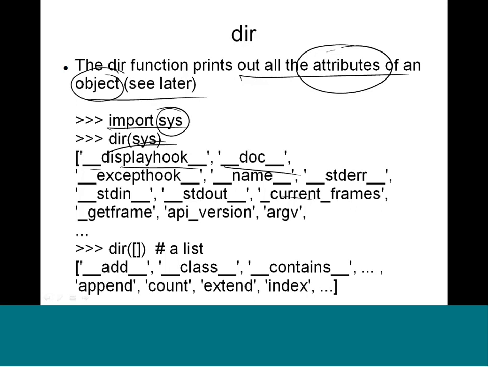And then if you specify dir with square brackets instead, that is a list. Here it displays the attributes for the list, which are __add__, __class__, __contains__, append, count, extend, index, etc. So all the list attributes are displayed when you say dir of a list. The square brackets denote that it is a list.